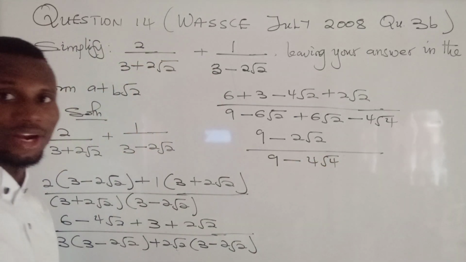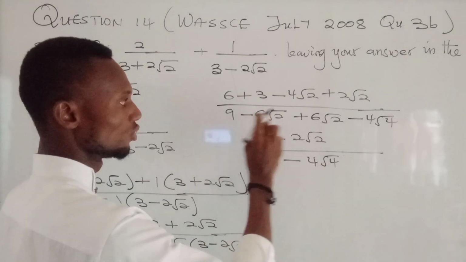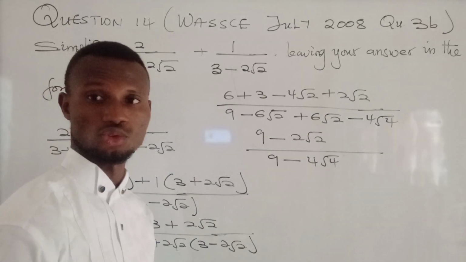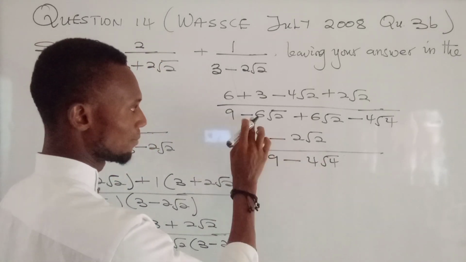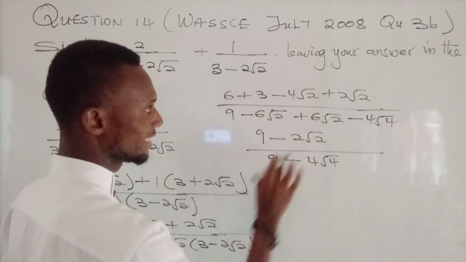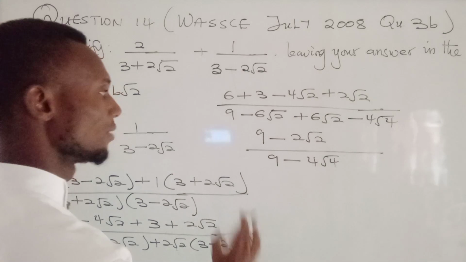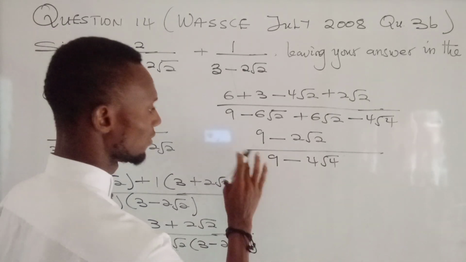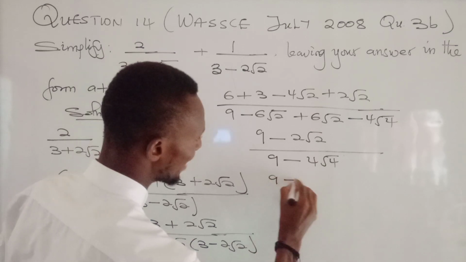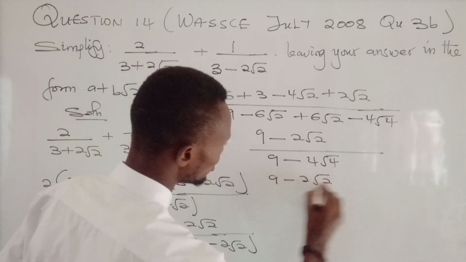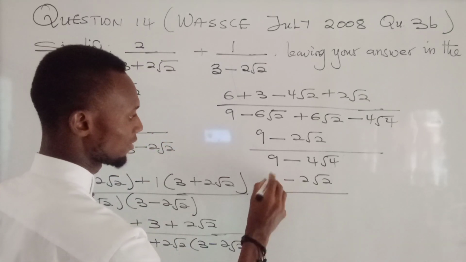I hope you agree with me up to this point. So this is negative 6 root 2 and this is positive 6 root 2. They will cancel away. So you are left with the 9 here, the 9 here, and the minus 4 root 4 is also here. But we can still simplify further. So let's go ahead. So I'll have my 9 minus 2 root 2 all over. The denominator we can simplify it further.